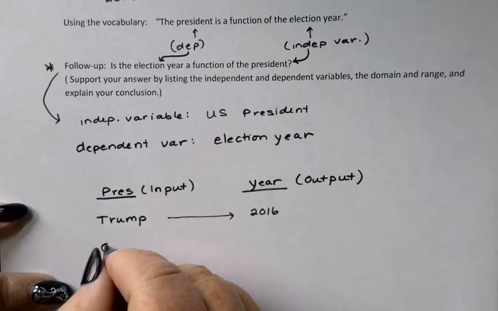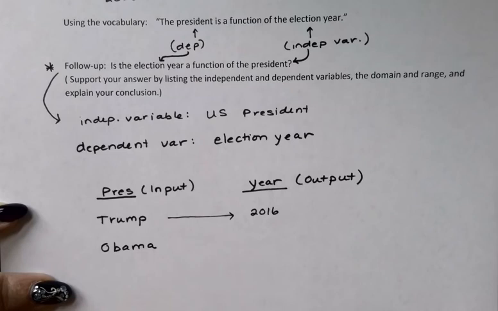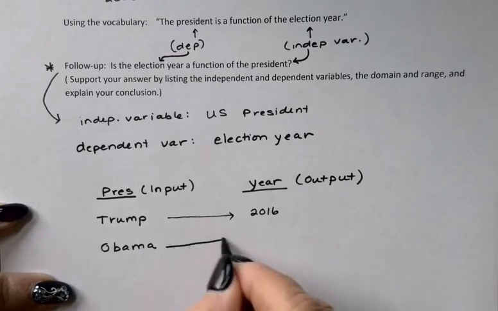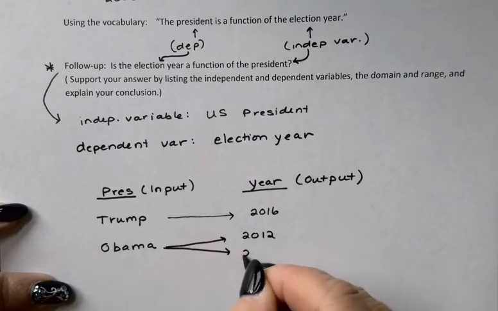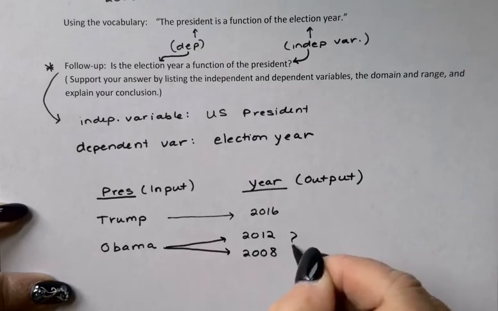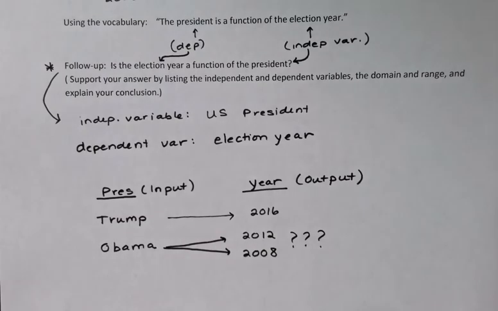But what happens if I let Obama be the input? Now I've got a problem because I don't have a single election year as my output. Right? I could be referring to either 2012 or 2008. And we don't know which was the correct output, or which is the output we meant for Obama. This means that what we have here is not a function. For a function, every input should have just one output, and that clearly didn't work here.